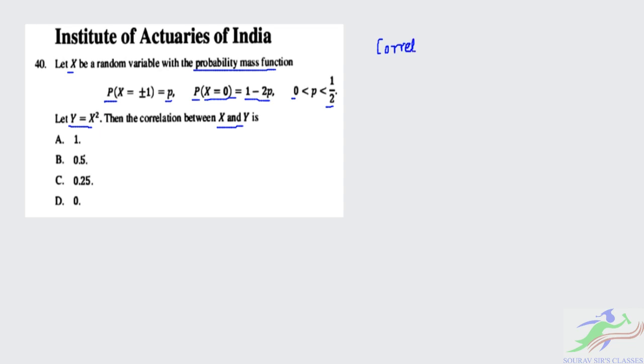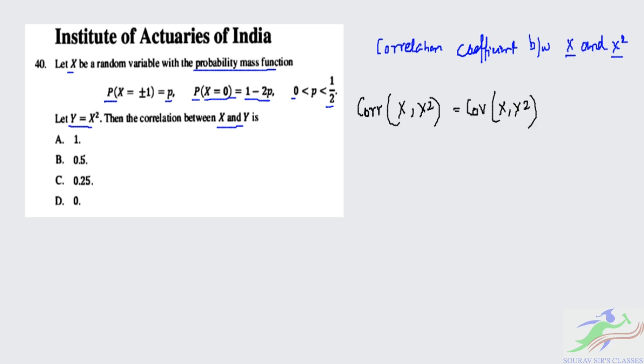So the correlation coefficient between X and X square. Right. So what is the correlation? How can you write it? This is the correlation of X comma X square. So that is the COV of X comma X square divided by the square root of variance of X and variance of X square. Right. So from here we have to find the covariance of X comma X square.